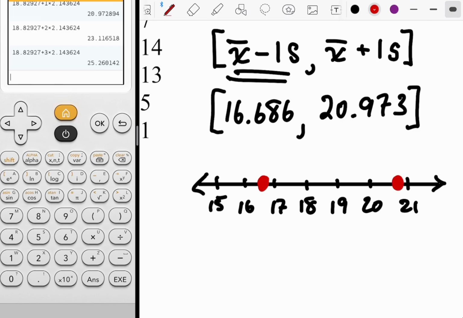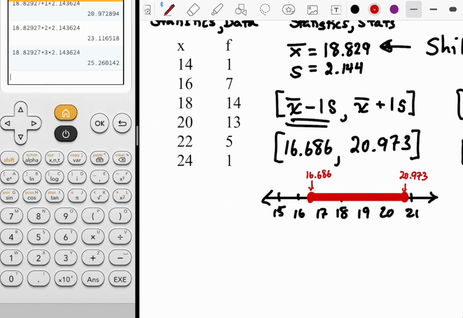So I would only want values that fall between these two numbers, the 16.686 and 20.973. Looking at my list, I'm looking at numbers really from 17 to 20 because they're all whole numbers. If the number that I'm given is not between 17 and 20, I'm going to disregard it. All right, inclusive. So 14's out, 16's out, 18 works, 20 works, 22 is too high, that would be off the number line. And so therefore 24 would be too high.